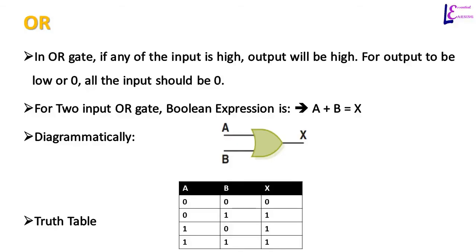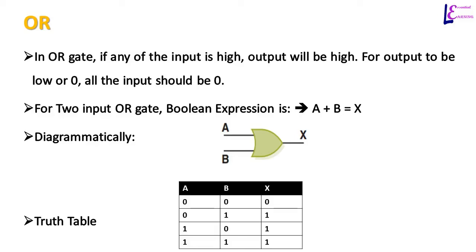In OR gate, if any of the input is high, output will be high. For output to be low or 0, all the inputs should be 0. For two input OR gate, Boolean expression is a plus b is equal to x. OR operation is shown with plus sign, while operation for AND is represented with the dot or multiply sign. You can also see the diagram of OR gate here. Diagram of NOT, AND and OR gate are unique. You only need to remember these diagrams. Other diagrams are derived from these diagrams.